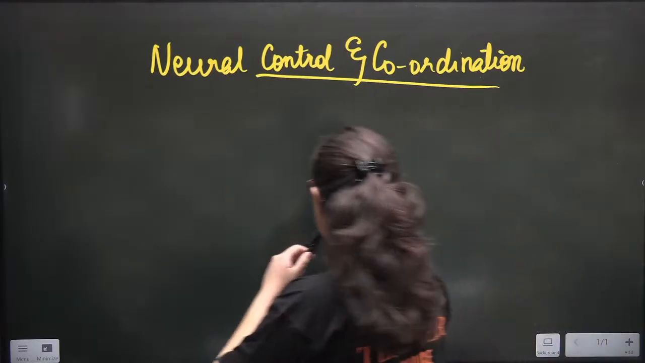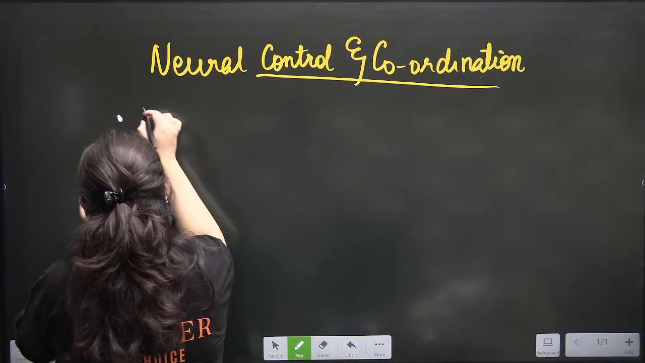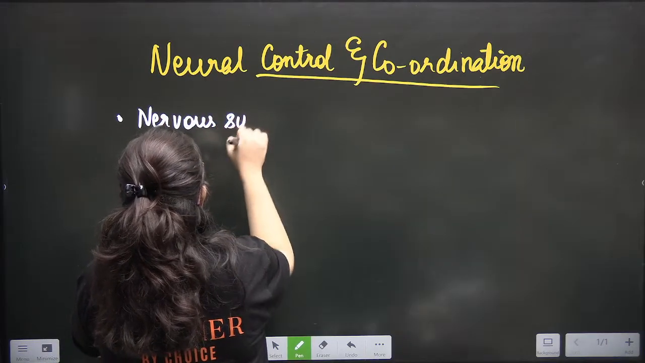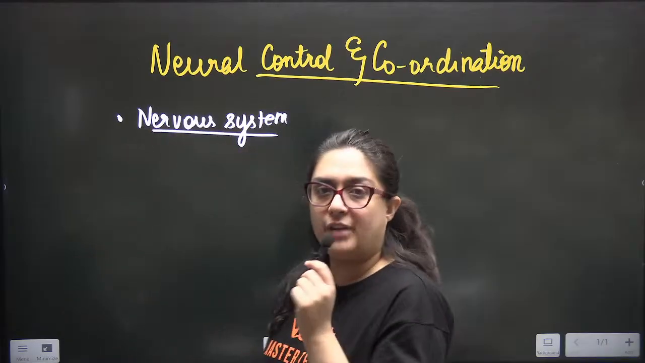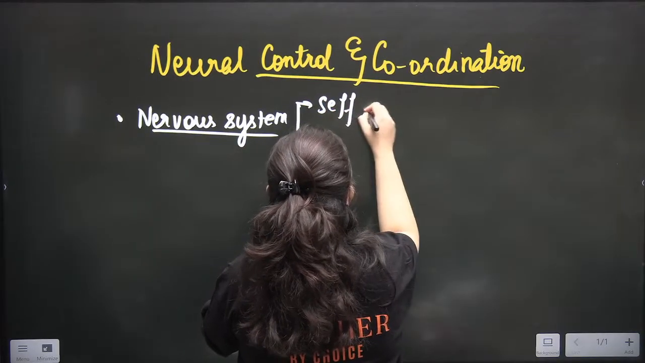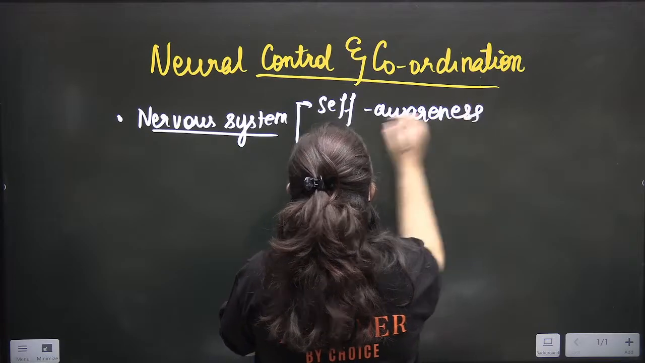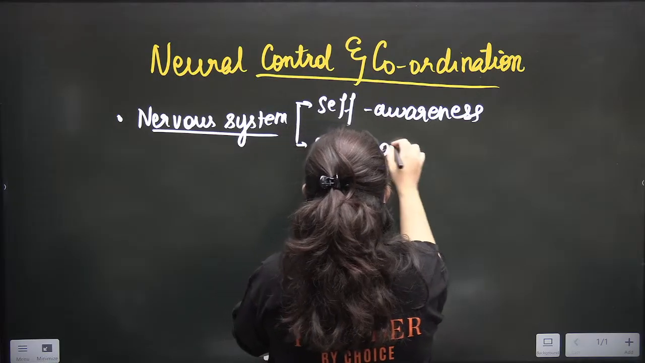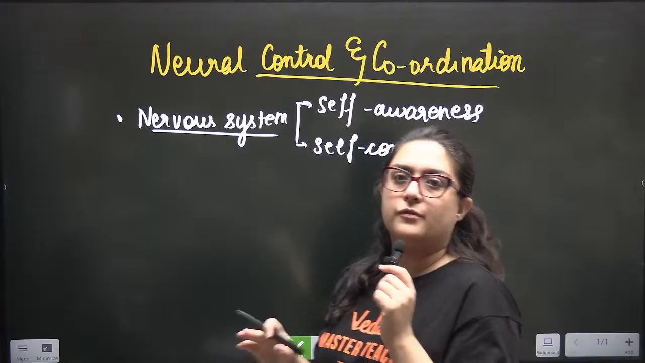Let's start the topic. This topic deals with the neuron, means it is all about our nervous system. Nervous system, the self awareness system, the self conscious system.